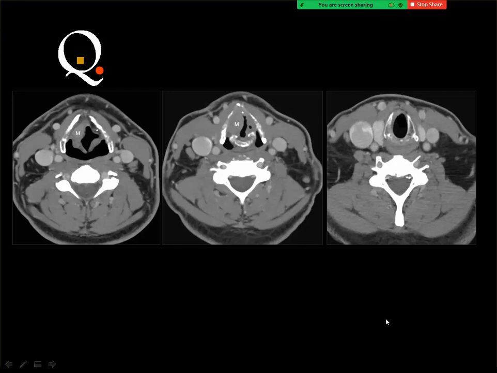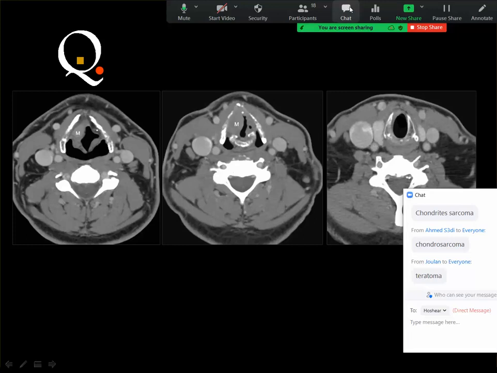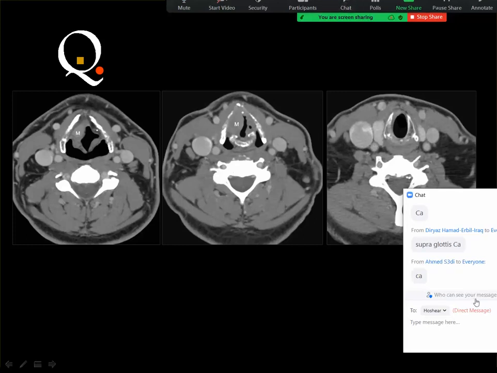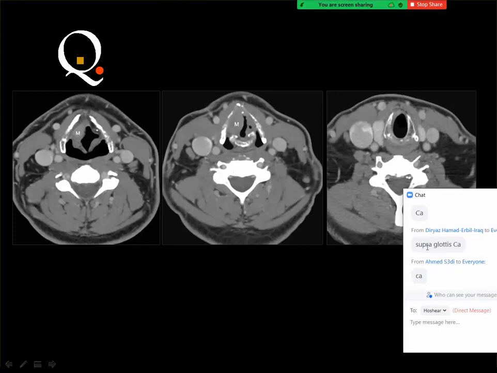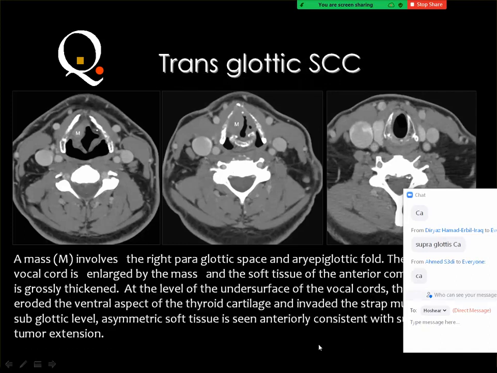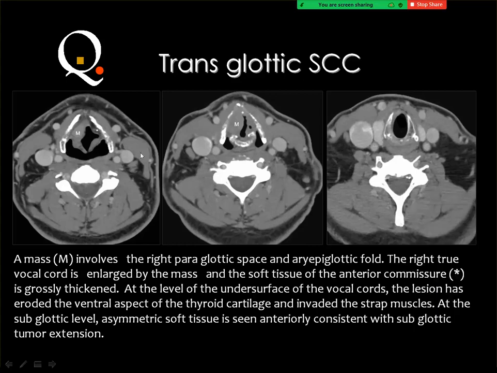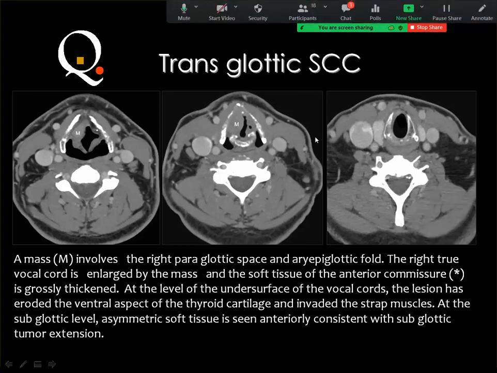And this is also a laryngeal lesion which affects the epiglottic fold and the true vocal cord, and extends a little bit to the level of the cricoid cartilage. Then at this time you should not say supraglottic, but you say transglottic carcinoma, which can involve the three laryngeal levels: the supraglottic level, the glottic level, and the infraglottic level.